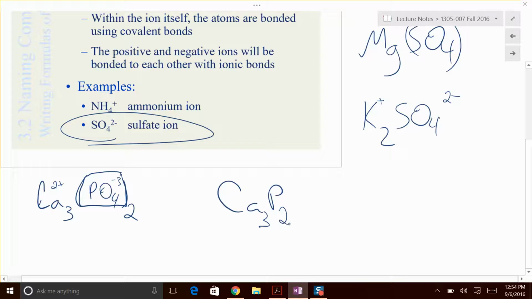This is calcium phosphate. This is calcium phosphide. A lot of people want to call this calcium phosphate. This is not calcium phosphate. This is calcium phosphide. Remember, I drop the ending of the phosphorus, and I call it "ide" when it's this kind of compound. But when there is a polyatomic ion present, you simply use the name of the polyatomic ion.